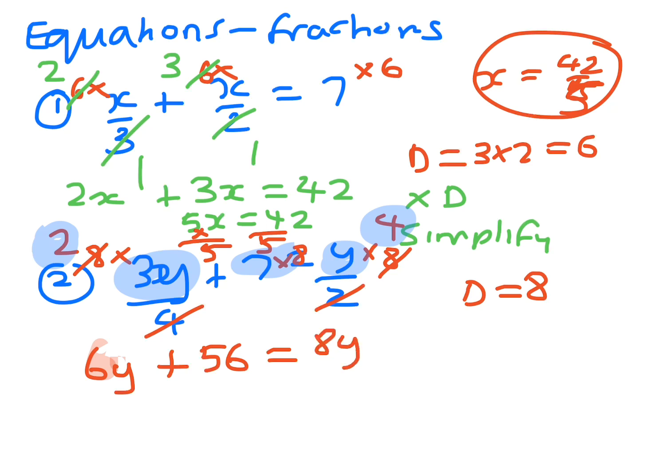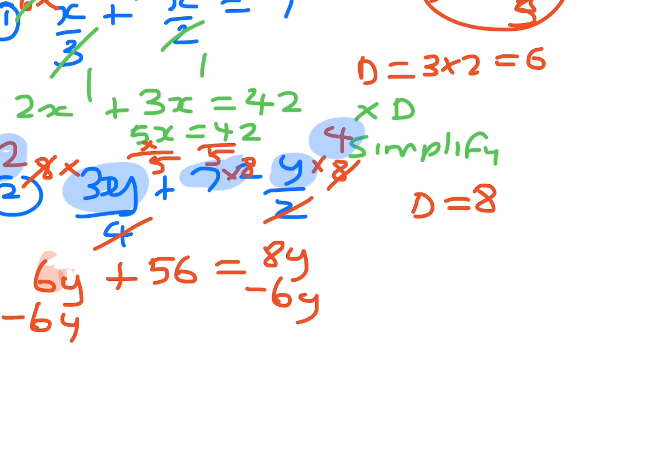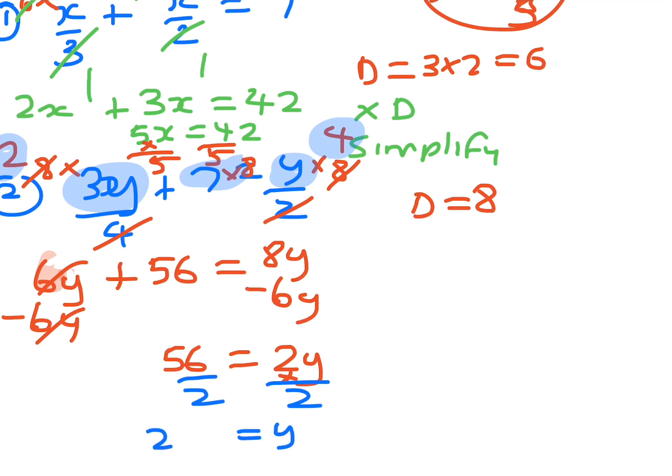Okay, getting all the y's to one side. So if I get rid of the 6y here, I'll keep it positive. And so 6y minus 6y is 0. So you end up with 56 on that left-hand side. 8 minus 6 is 2y. So that's 2y. So now divide by 2, divide by 2. 2 into 5 goes twice, remainder 1. 2 into 16 goes 8. So you end up with 28.